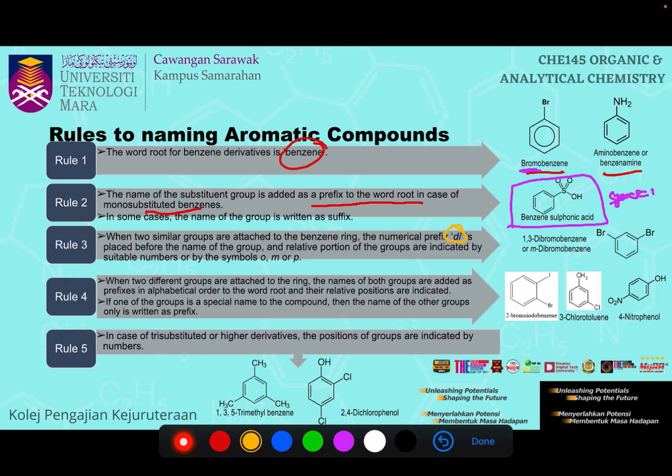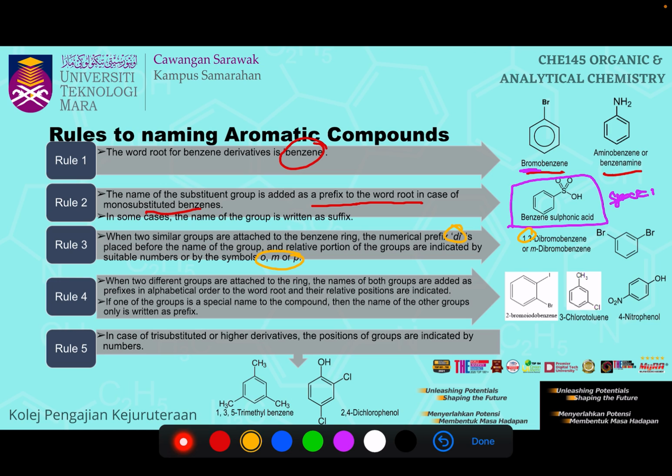If there are 3 of the same groups, you use tri. But if it's tri, make sure you number them 1, 2, 3, or 1, 2, 4, whatever. But if it's just di, if it's just 2, then you put dibromo. So if it's 2, you can indicate the positioning as ortho, meta, or para. You can use ortho, meta, or para if you don't want to use the numbers. But if you want to use the numbers, that is also acceptable.